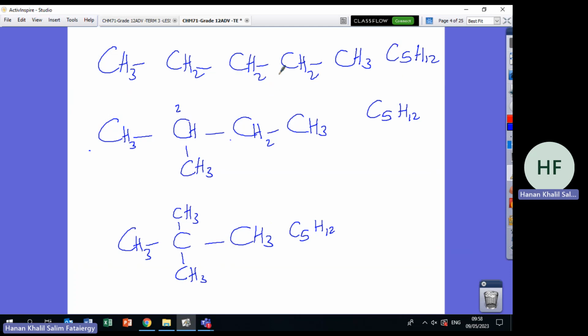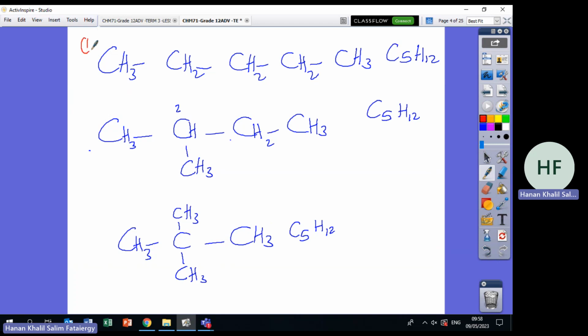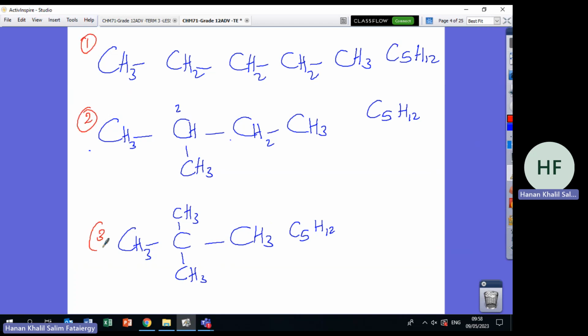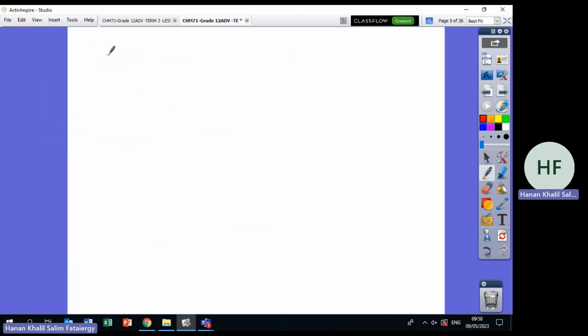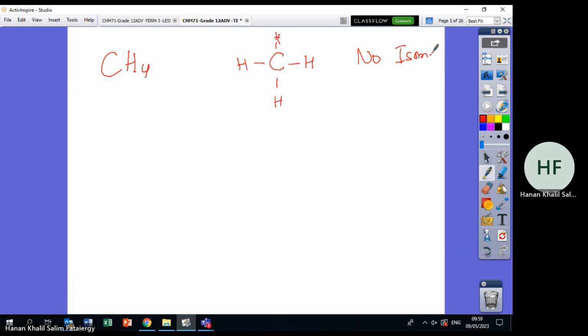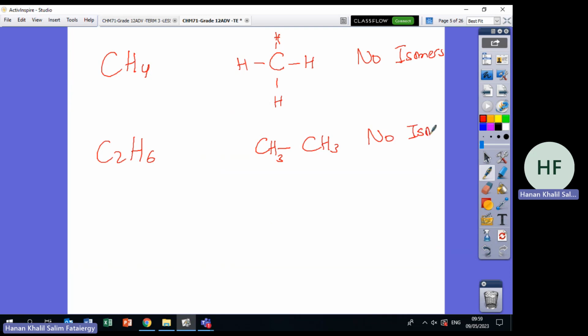So how many possible isomers can I draw? I can draw 3 isomers: this is 1, this is 2, and this is 3. Let me insert a page and ask how many isomers you can draw for CH4. The only way is to draw it like this, so this compound has no isomers. Now C2H6, also CH3-CH3. I cannot draw it in any different way, so this one also has no isomers.